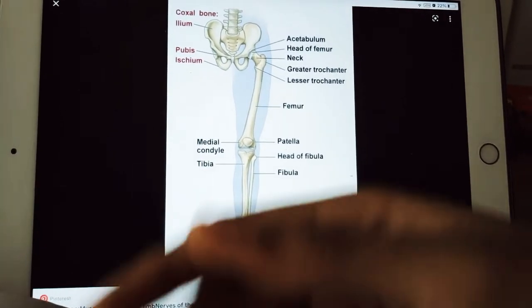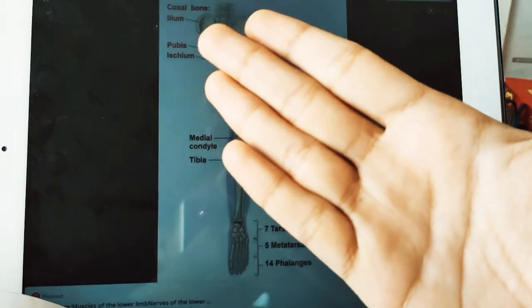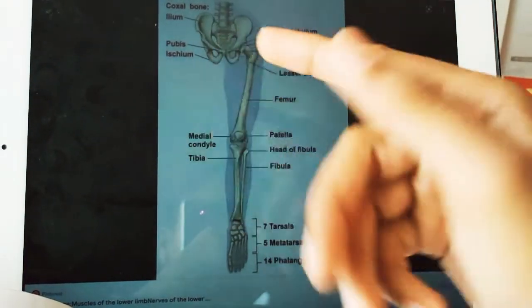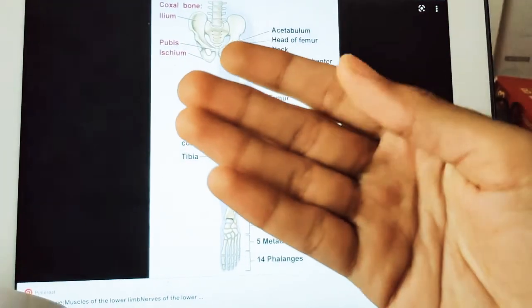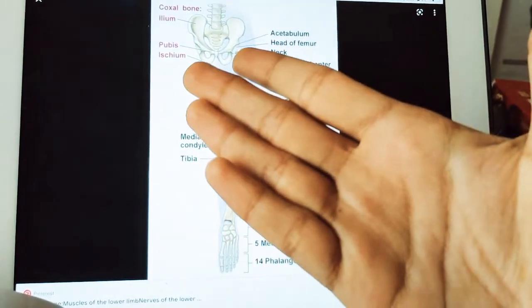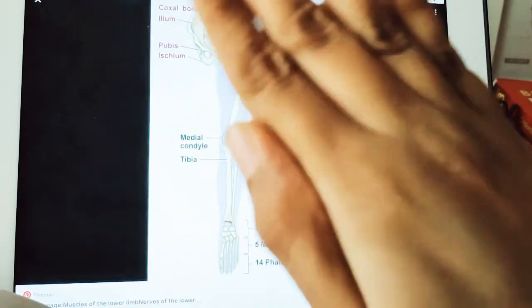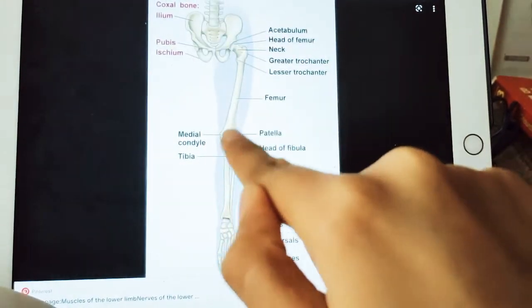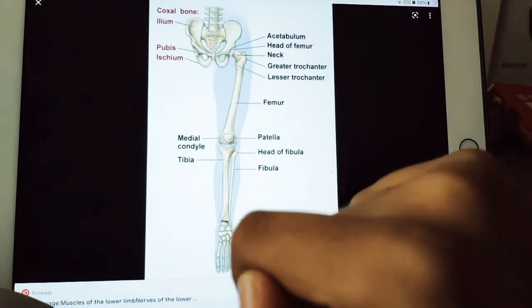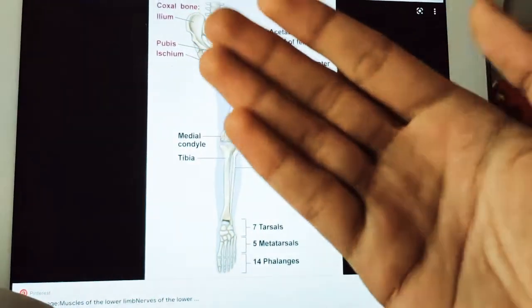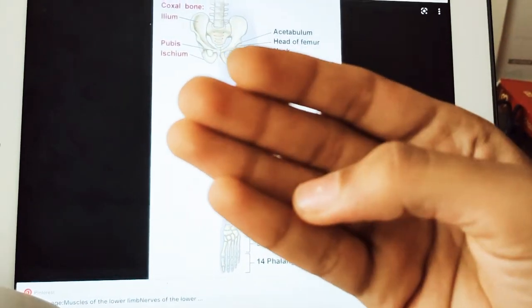For example, if you see my hand in the anatomical position, this is nothing but the palmar side, or you can say the flexor compartment is on the anterior side. This is the dorsal side, this is the posterior side. But this dorsal side is the anterior side for your lower limb, whereas in the case of your upper limb, this anterior side will be the palmar side, right? So this is the difference.